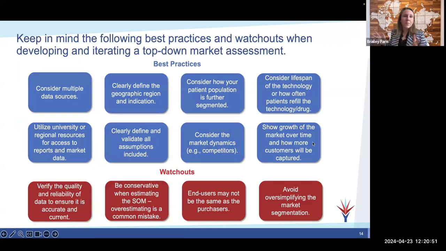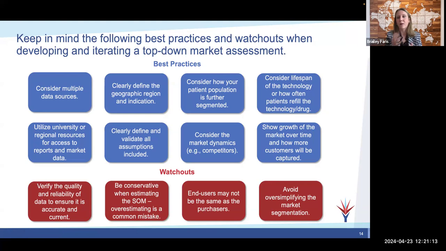So to wrap things up for the top-down market assessment, I'll leave you with a few best practices and watchouts to remember as you're using this methodology. When conducting a top-down market assessment, it's best practice to consider using multiple data sources from the types of resources I mentioned in the previous slide.